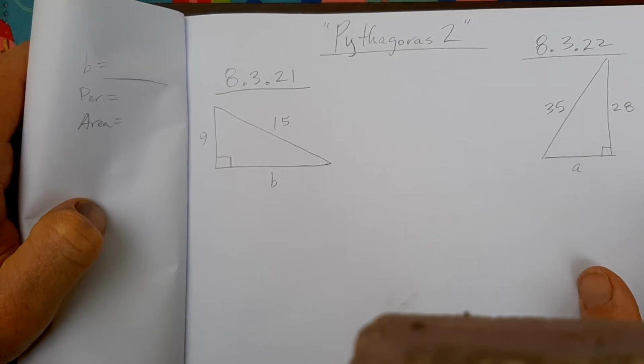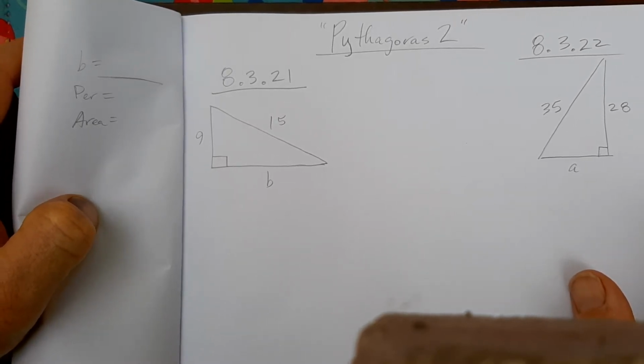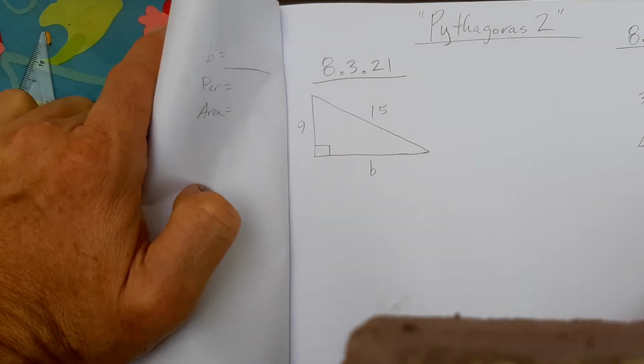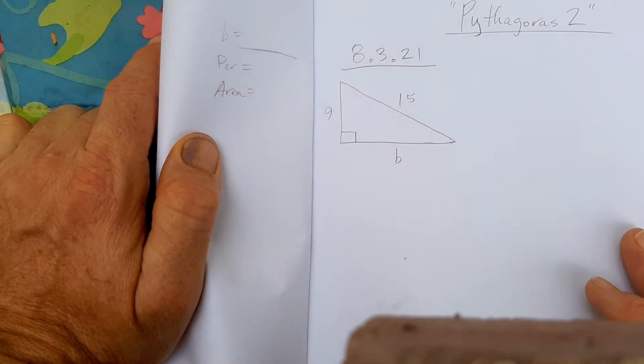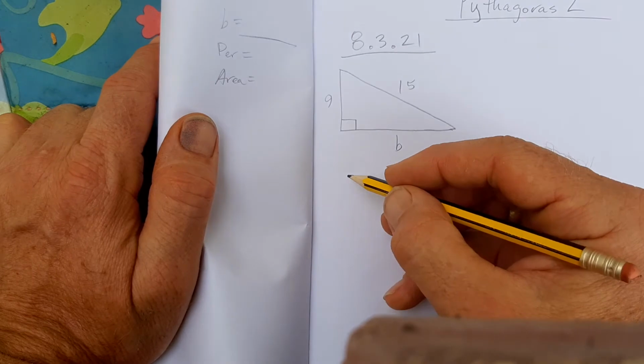Just two problems we're doing today. We're doing them twice. Each problem, I want you to do it twice for practice. So first it asks, what's this missing side? Well, I want to write it down again.